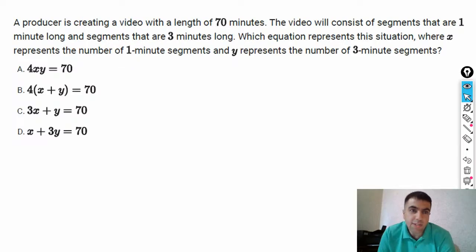A producer is creating a video with a length of 70 minutes. The video will consist of segments that are 1 minute long and segments that are 3 minutes long. Which equation represents this, where x represents the number of 1 minute segments and y represents the number of 3 minute segments?